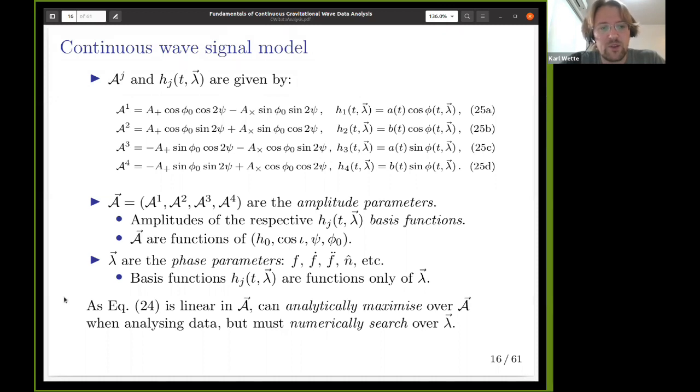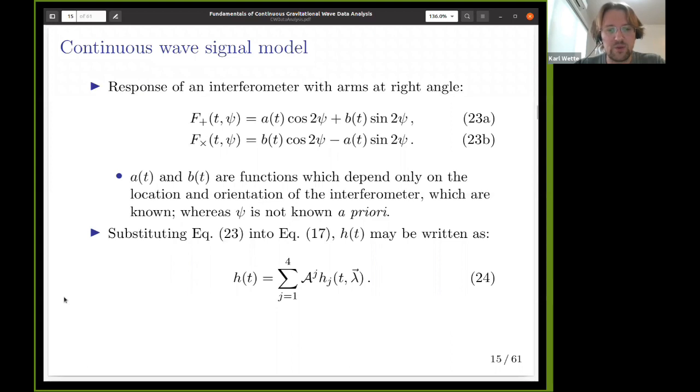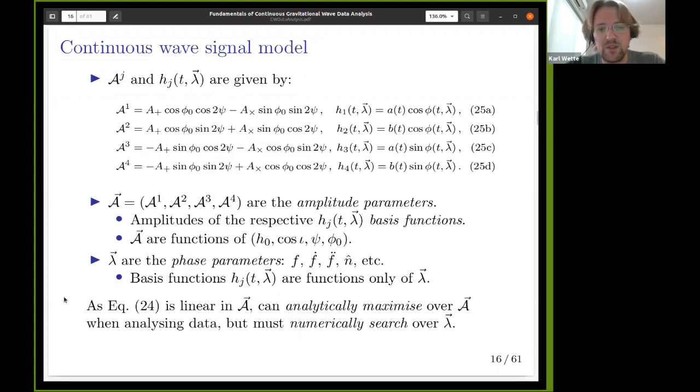And then that distinguishes those parameters from the lambda, which are the phase parameters. So these are the parameters that come into the phase function that we just looked at. And these are things like the frequency, spin down, second spin down, sky position vector n. If you were in a binary system, we have additional binary parameters and so forth. And we can see that the basis functions are then functions only of these lambda vectors. Now, the reason we make this distinction is quite important because, as we'll see in a moment, equation 24 is linear in these a parameters, and we'll see that we don't actually have to explicitly search over those.